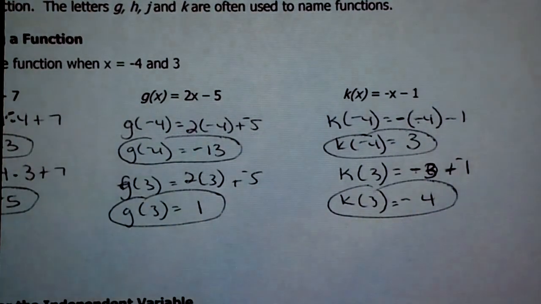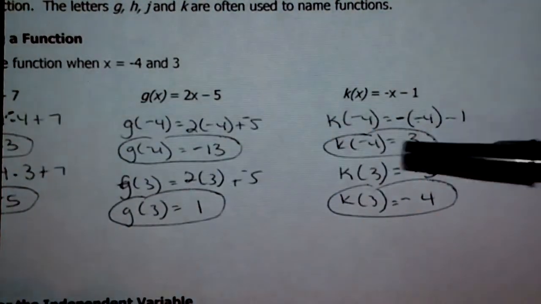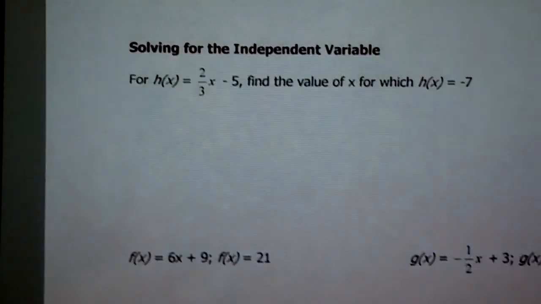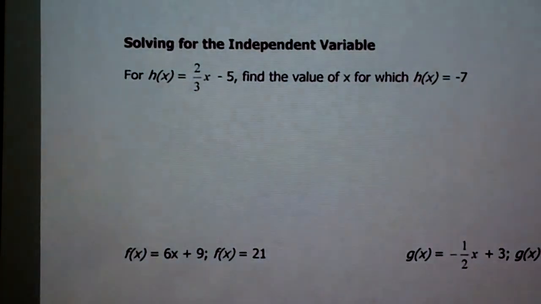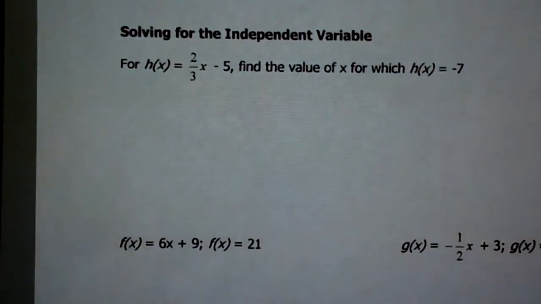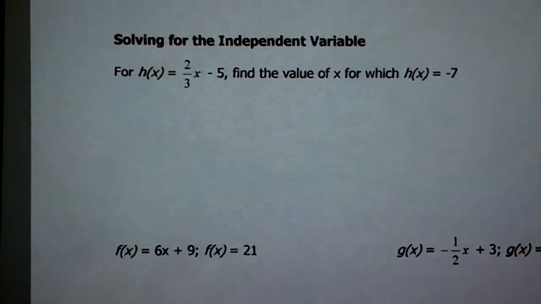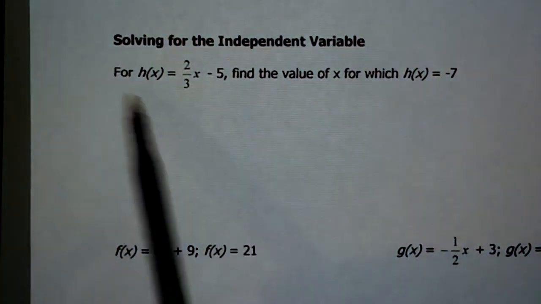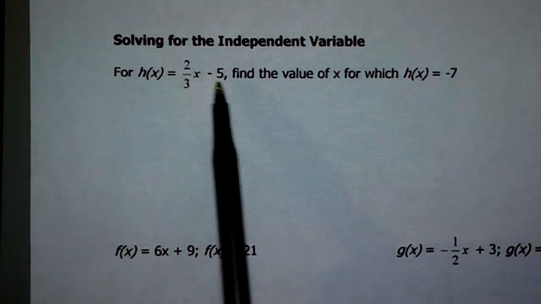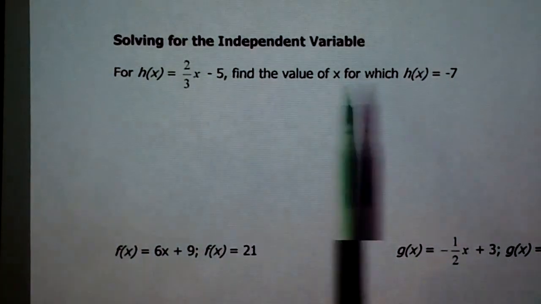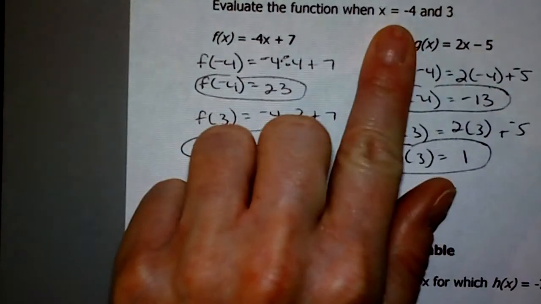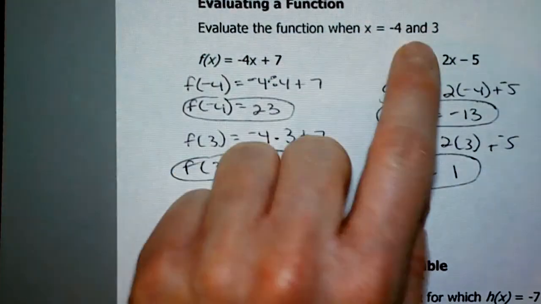I give you the x, you plug it in, you give me the different function values when x is those values. Now sometimes I'm going to actually tell you what the function is equal to. So it's like I'm giving you the value of y, and then you have to tell me the value of the function. So it says, for h of x equals 2/3 x minus 5, find the value of x for which h of x equals -7.